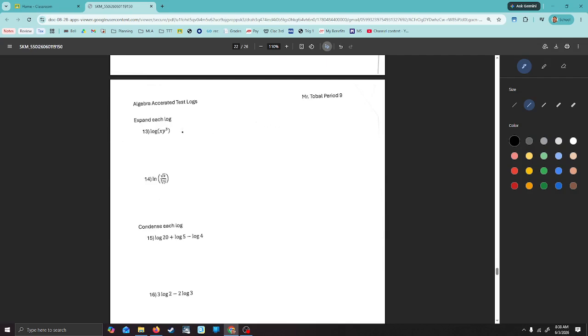Over here, when I expand each log, multiplication means addition, and exponents mean multiplication. So it's going to be log x plus 3 log y. Over here, remember, square roots are to the half power. So I'm going to rewrite this as x to the half power over y to the 1/3 power. It's division, so it's subtraction. So it's going to be 1/2 ln x minus 1/3 ln y.